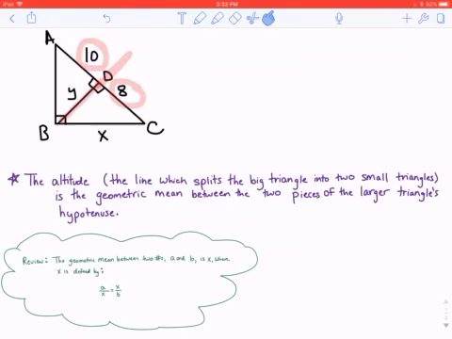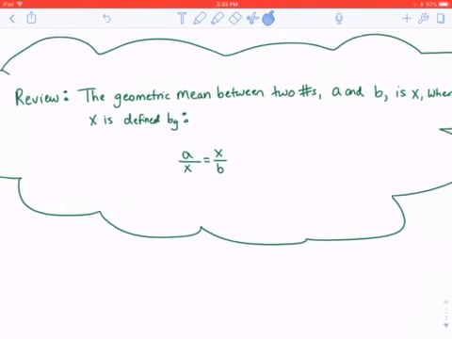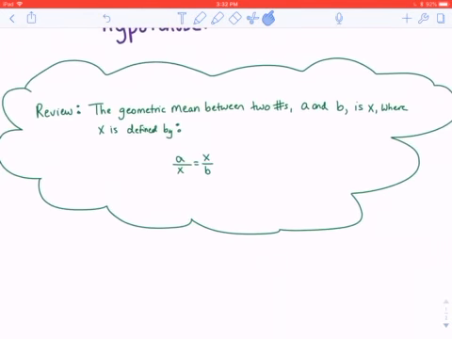So what is geometric mean? Let's have a little refresher before we dive into the triangle standpoint. Remember that the geometric mean between two numbers, a and b, is the value x, where x is defined by this equation: a over x is equal to x over b. It's this weird proportion that has nothing to do with how you found averages before. It seems like it comes out of left field, but it is very helpful for approaching these right triangles, which is why we're going back to it.